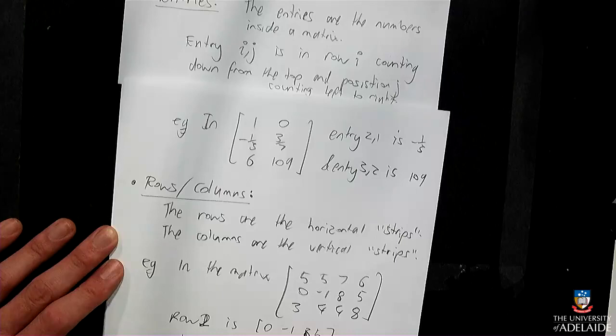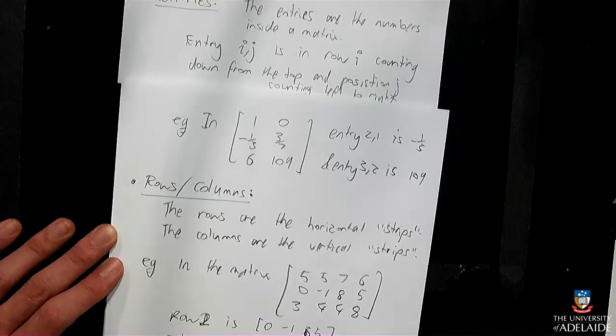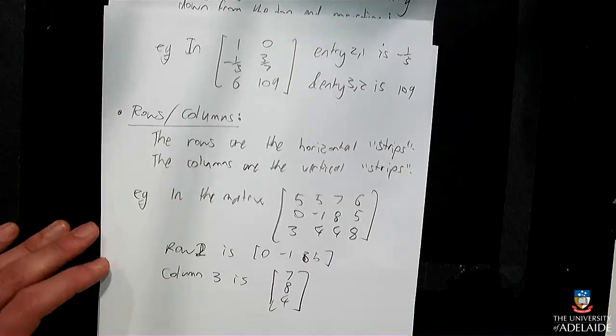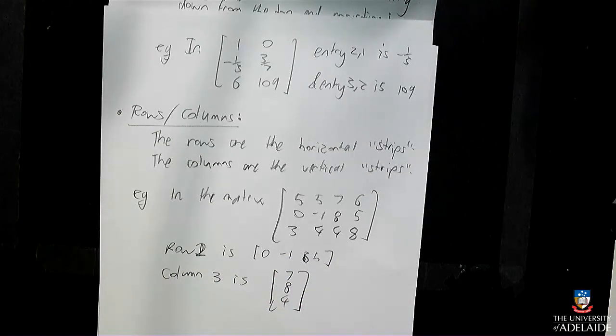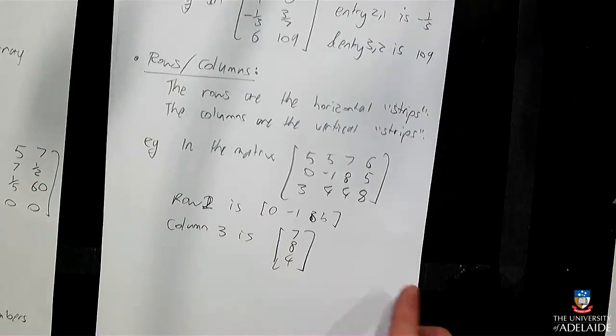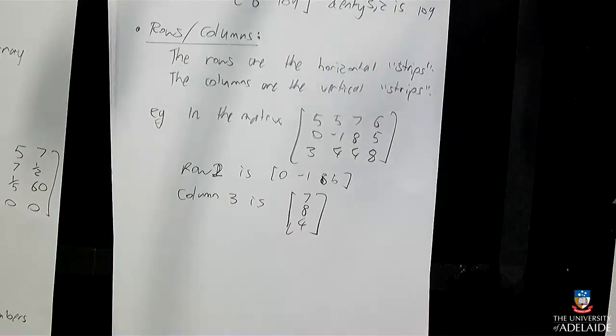And column 3 is 7, 8, 4. So the rows are numbered from the top down, and the columns are numbered from the left to the right. This is just going to be useful for me to be able to talk about what's going on when we do these matrix operations later. So the last feature of a matrix that belongs to all kinds of matrices that I want to talk about is the size.